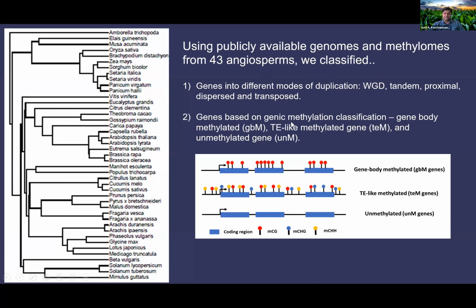genes into genic methylation classifications: gene body methylation, characterized here by CG methylation on the gene body; transposon-like methylated or TEM genes, characterized by methylation in all 3 contexts all over the gene; as well as unmethylated genes. So first, I was interested to look at the distribution of these genic methylation classifications on the genome, and also wanted to test whether transposon-like methylated genes are particularly enriched in the highly heterochromatic pericentromeric region.